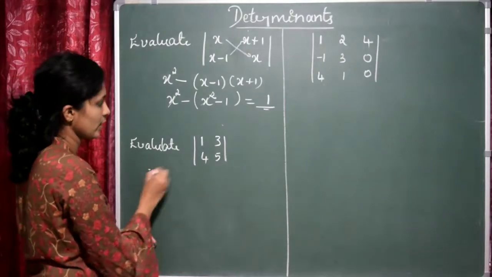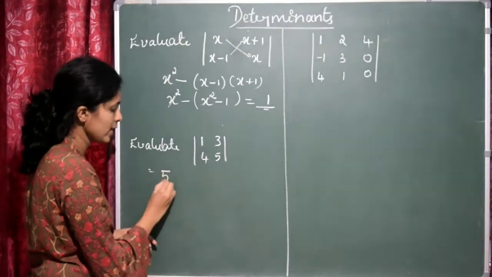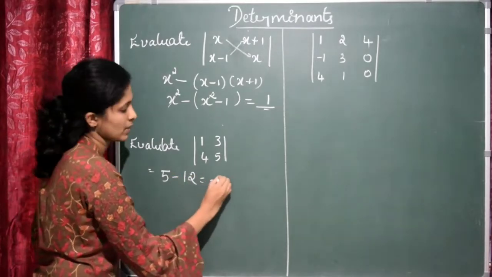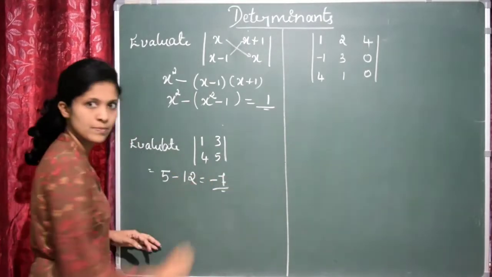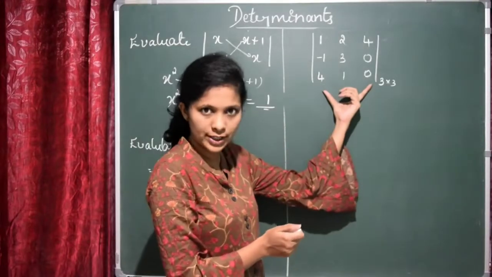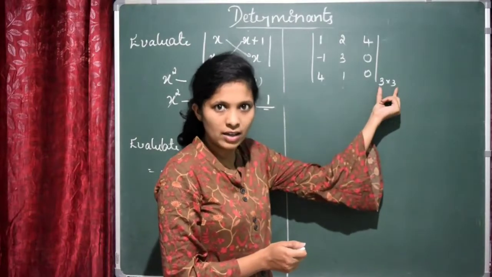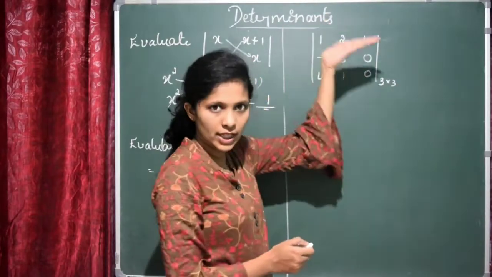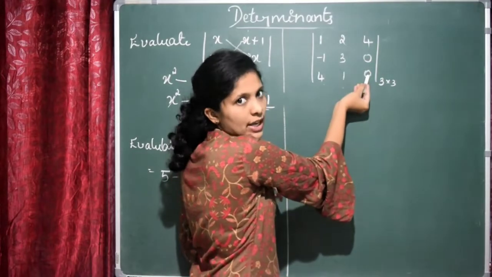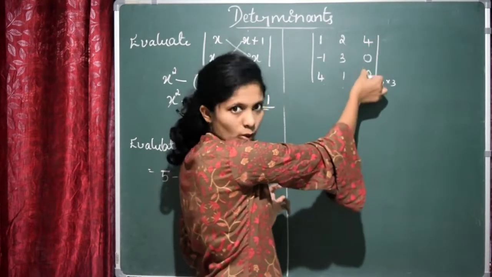Now, 1 into 5 is 5, minus 4 into 3, which is 12. So the determinant is minus 7. Is it clear? This is the 3 by 3 matrix. See here, you have to find the determinant of the matrix. So order is 3 by 3. Here you can expand with any row or column. Here you can see in the last column 2 zeros are there. So if you expand along the last column, it will be easy.